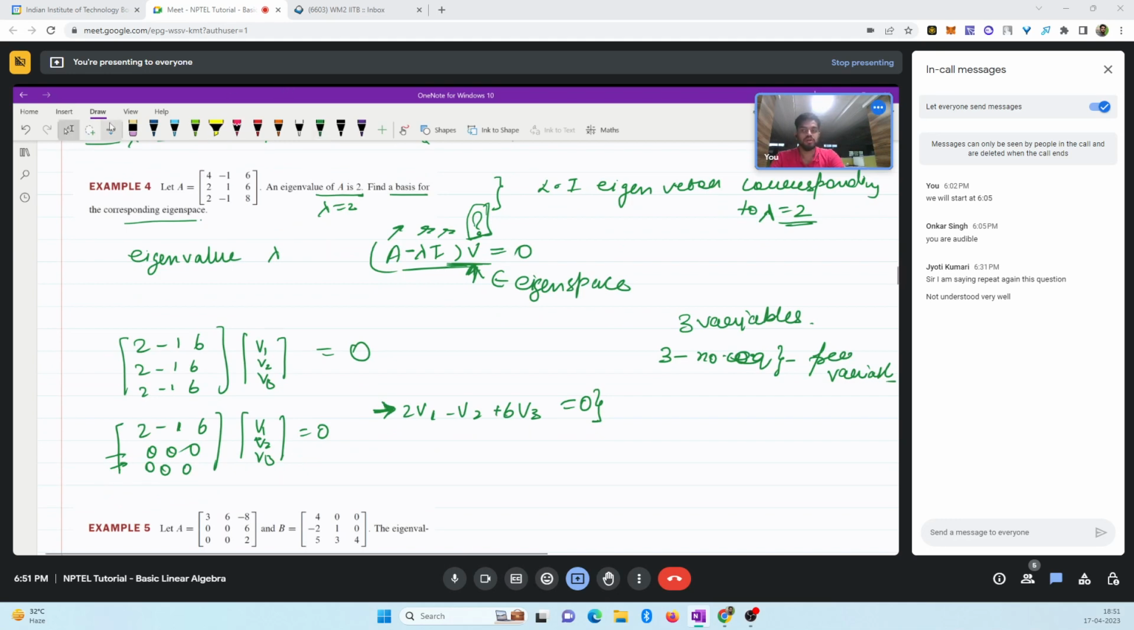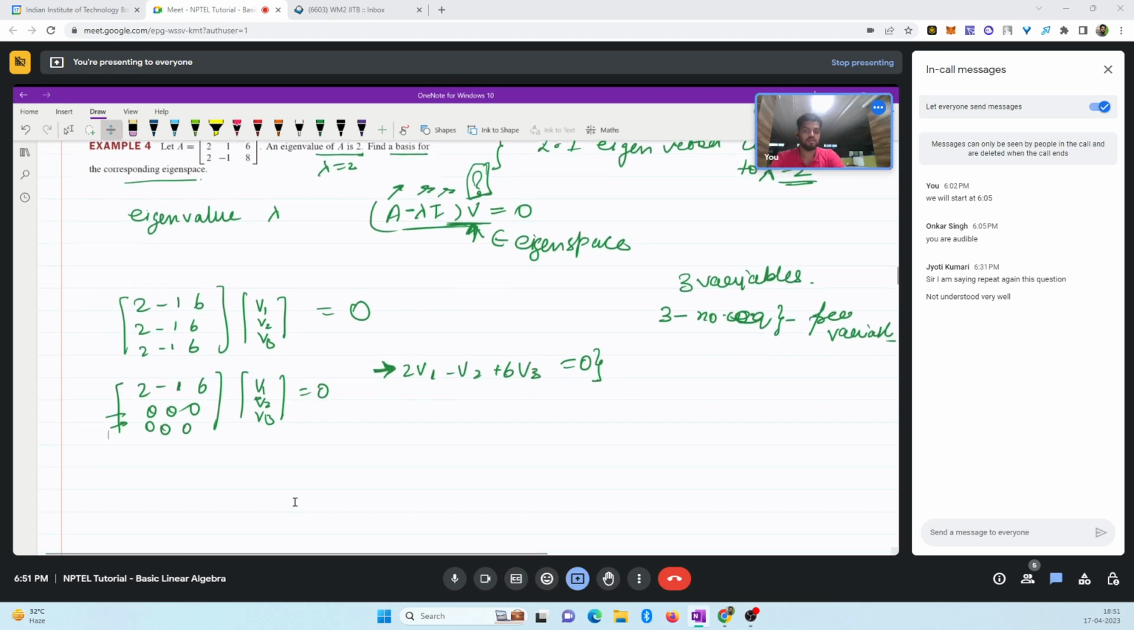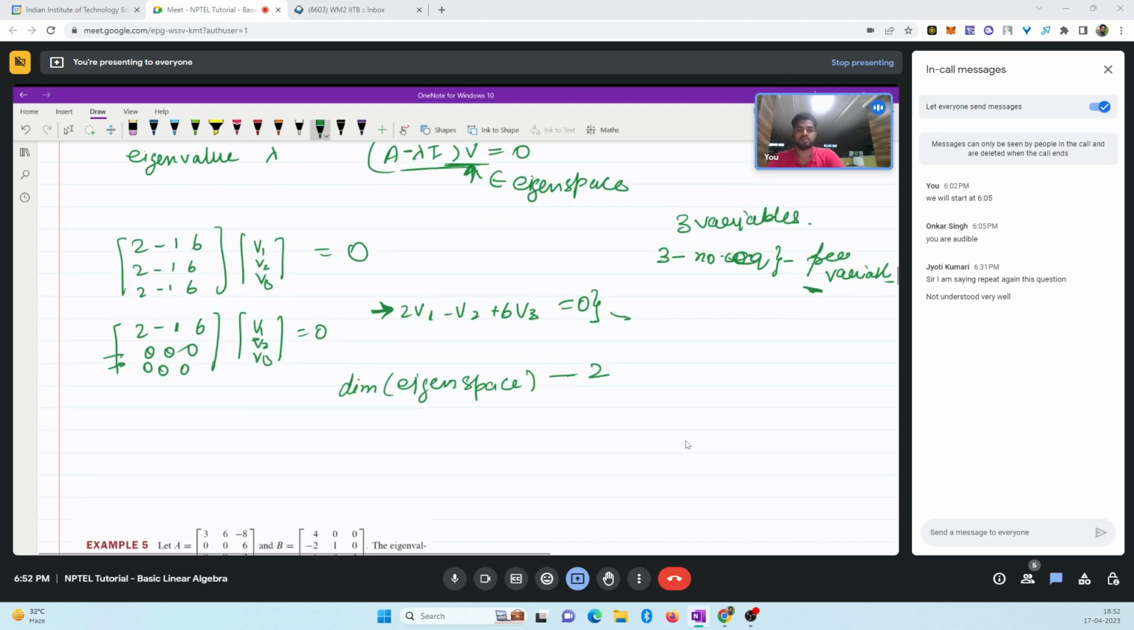So what would be the dimension of the eigenspace? Yes, the dimension of the eigenspace would be 2. So you will have two linearly independent vectors, because you have two free variables. Dimension is nothing but the number of free variables, or the number of choices that you have. Now how will we find them? From here onwards it is very easy to pick the eigenvectors, okay?